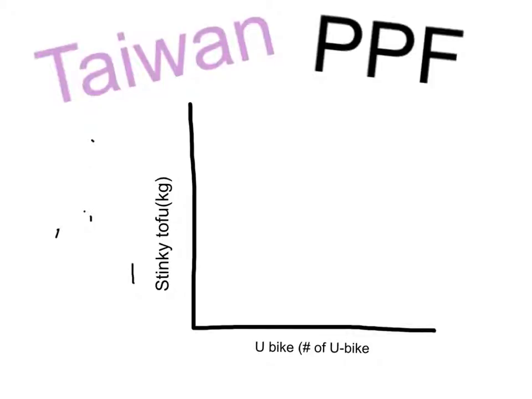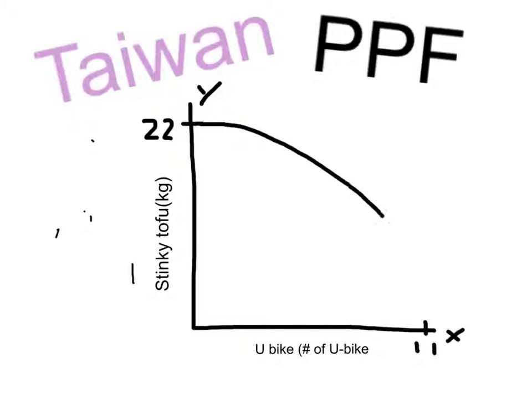Okay, so let me just quickly label the y-axis and the x-axis. Okay, and next we're gonna draw our PPF curve. So our maximum, let's say 22 kilograms of tofu, and for our x-axis, let's say 11 numbers of U-bike. So here's my PPF curve.